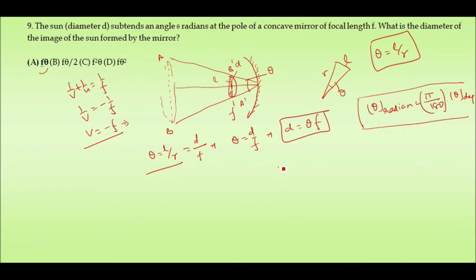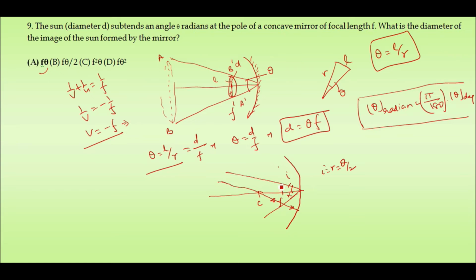If we draw the ray diagram for this problem more precisely, then this is our concave mirror, this is the focal length, this is the center of curvature, and a light ray is coming making an angle of incidence I. This is our angle of reflection R, such that I is equal to R is equal to theta by 2. Again the other parallel light ray will come, and after reflection it will follow the same path.